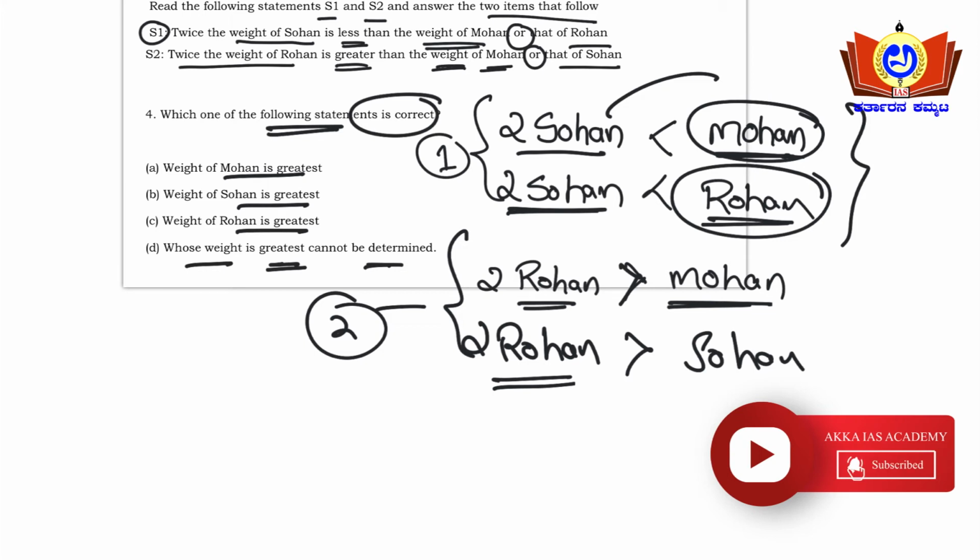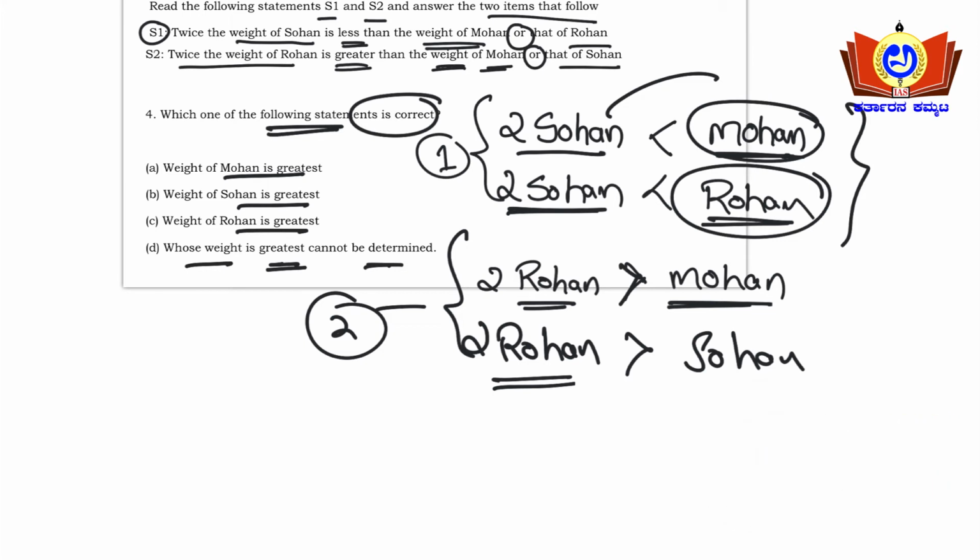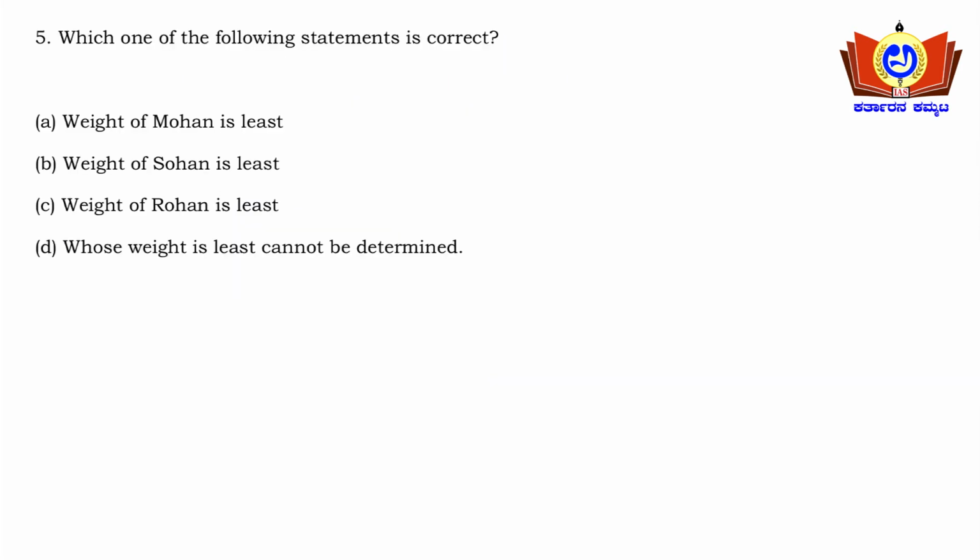Okay, 2 into Rohan is greater than Mohan, they have given here. Hence we cannot deduce whether Mohan is greater or Rohan is greater. So whose weight is greatest cannot be determined. Option D is the right answer here. Okay, so moving on to the next question.